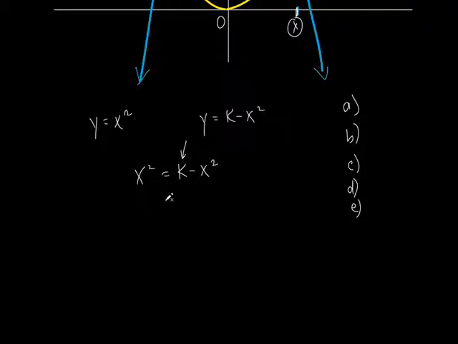So what am I going to do? I'm going to add an x squared to both sides. So if I do that, I get 2x squared is equal to k. So what we're trying to find is what k cannot equal. Right? And they give you 5 different values: 2, 8, 12, 18, and 32.